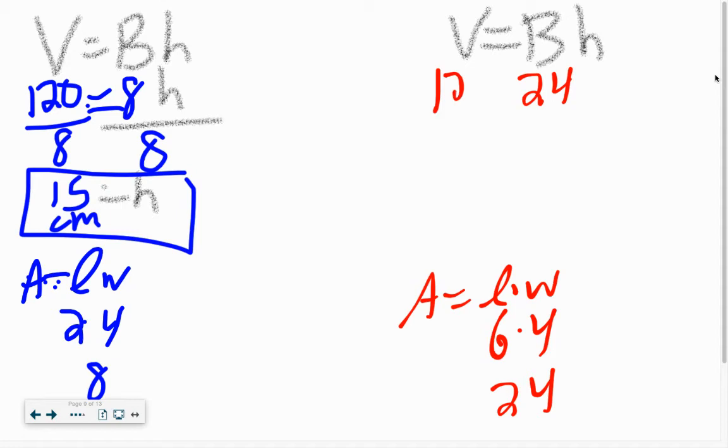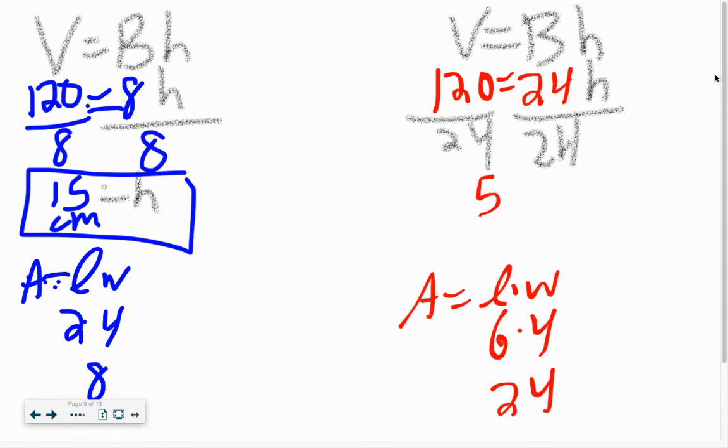So plugging that on in, because they told us the volume was 120. Don't know the H, so leave it. Solving for H, we'll divide both sides by 24, which gives us the answer 5 equals H, or you could write 5 centimeters. You have now taken the volume and solved for the height and worked it backwards.